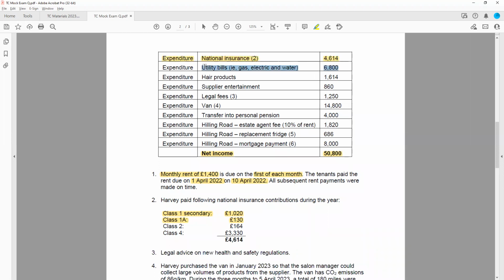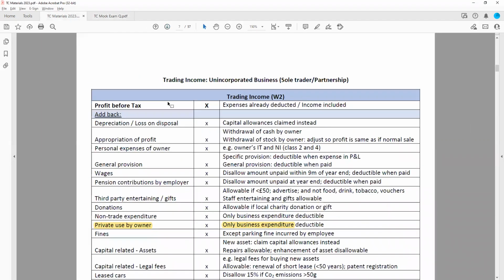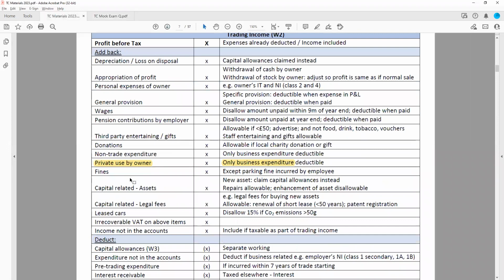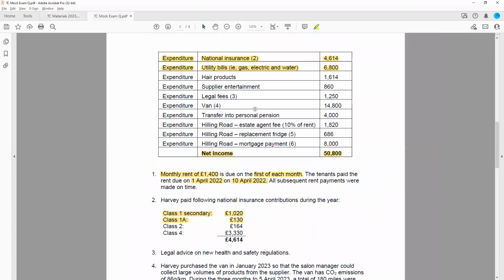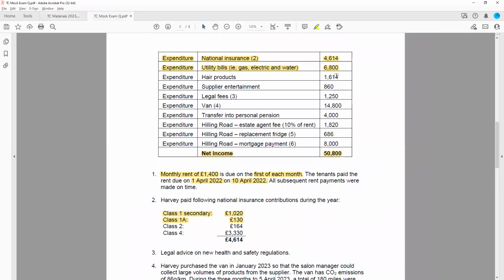Then we've got utility bills. Again, that's definitely an allowable expense. There's no rule why that would be disallowable. That's purely for business purposes. No private use for the owner. It's not capital in nature. It's not a leased car. So that's definitely allowable, so 6,800. That would be deductible here under this basis. Utilities: if we hadn't included it, then that would need to be included. If it's already been deducted, fine, leave it because it's allowable.